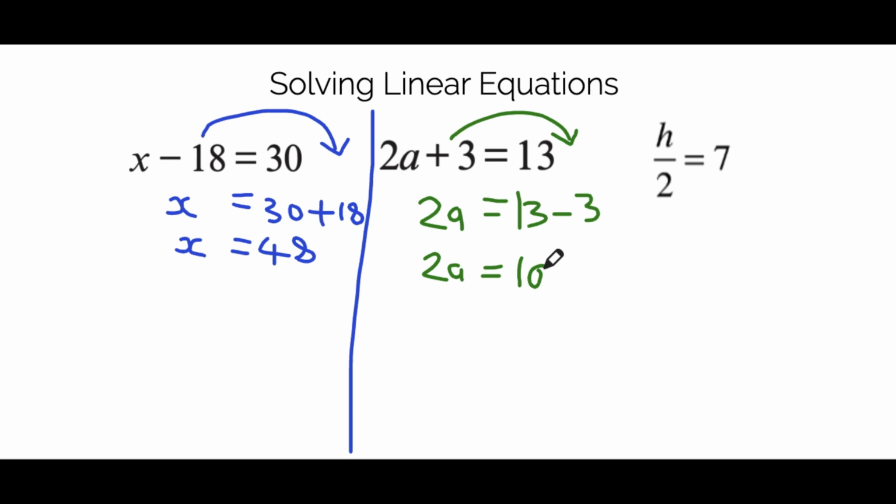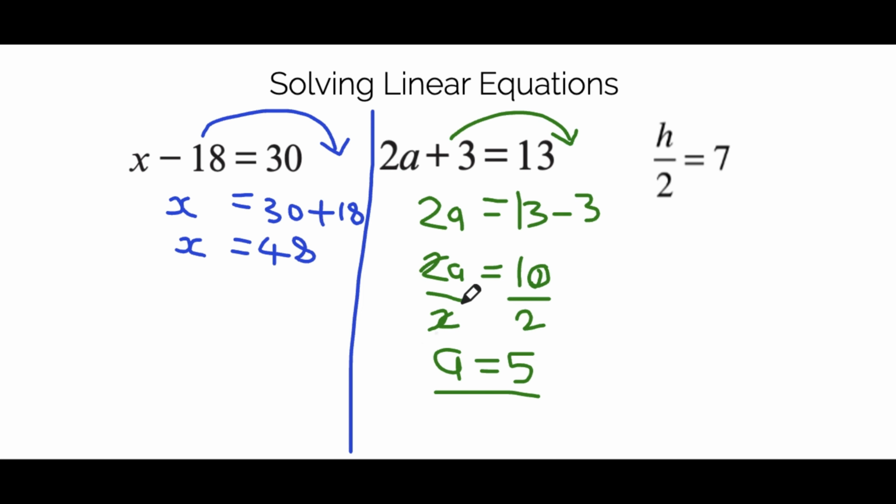But we're not done because we are looking for what is a. So for us to remove this guy, which is this 2, which is married to this a, we are going to divide by 2. And the golden rule is you divide both sides by 2. So we're gonna cancel the 2 there. What remains is a equals 2 goes into 10 5 times. So a equals 5.